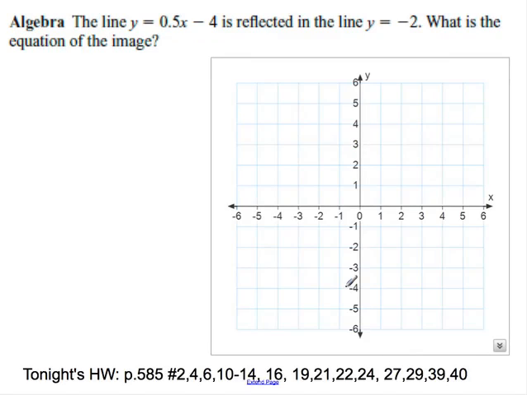This should be expected, but it is integrating the idea of matrix multiplication in with what we're working on now, reflections. Last thing, since the line y equals, I like to think of this as a fraction, 1/2 x minus 4 is reflected in the line y equals negative 2. What is the equation of the image?